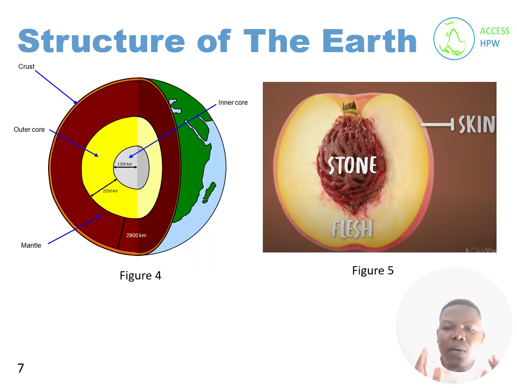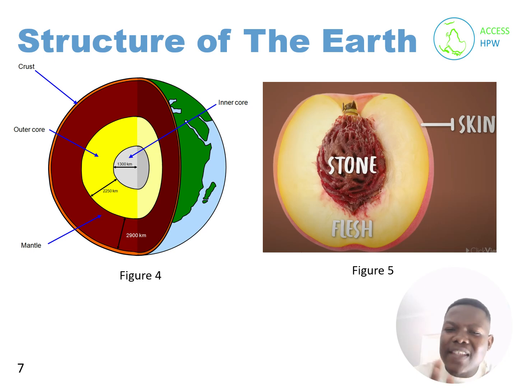So how does our Earth look from the inside? Our Earth is made up of what we call the core, the inner core, the mantle, and also the crust. What's interesting about the crust is we have two types. We have the continental crust and we have the oceanic crust.